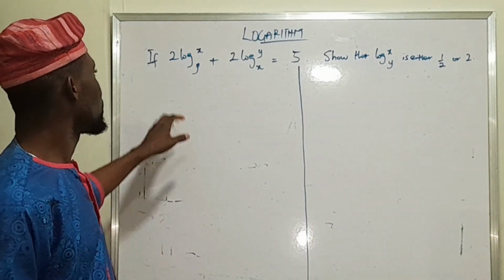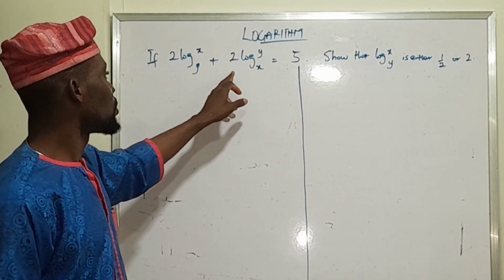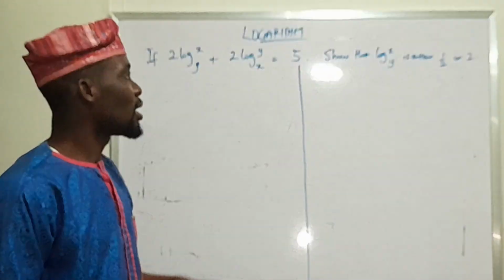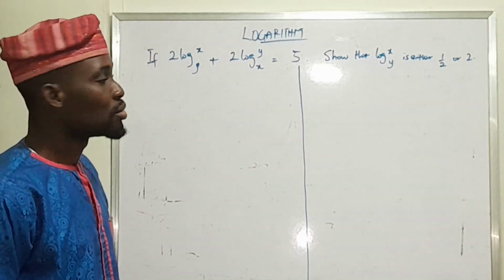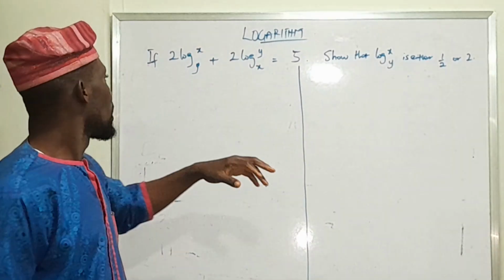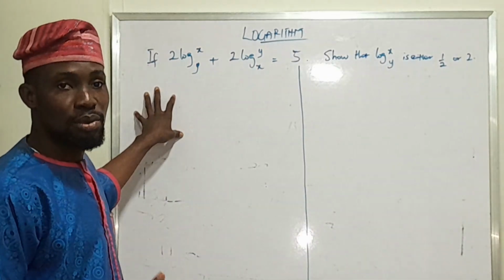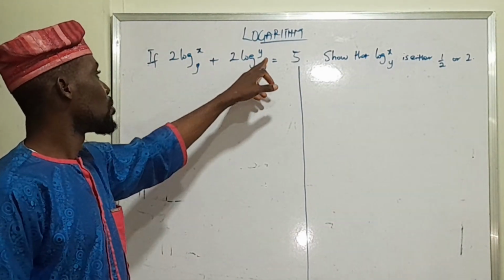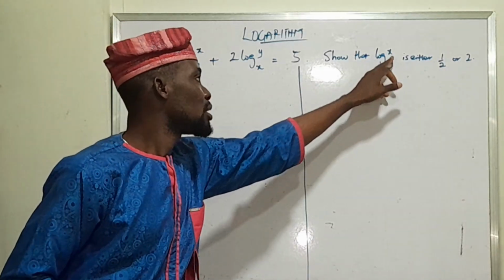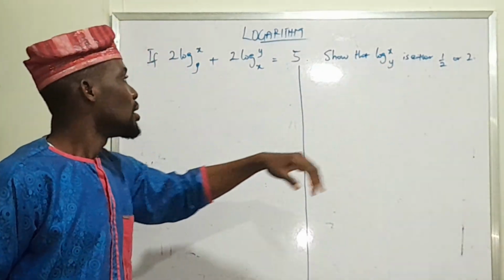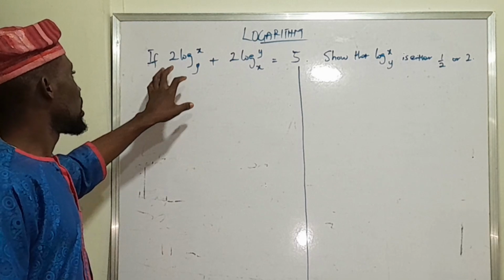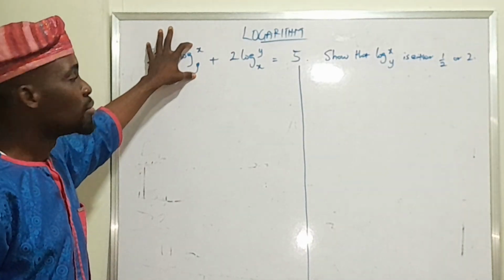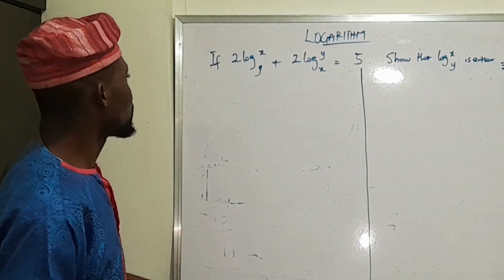Now, this question says, if 2 log x base y plus 2 log y base x equals 5, then show that log x base y is either 1 over 2 or 2. For that case, what I'm going to do here is simple. I'm given log x base y and log y base x, and to show that log x base y is that or that, I'm here to convert this to resemble this using one of the laws of logarithm.